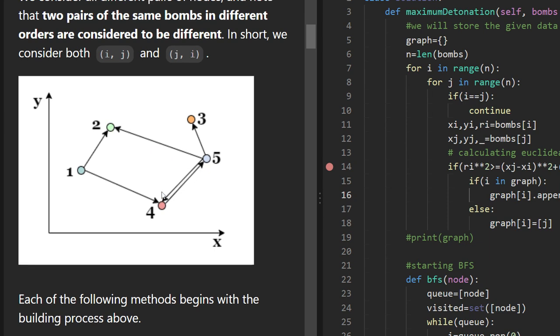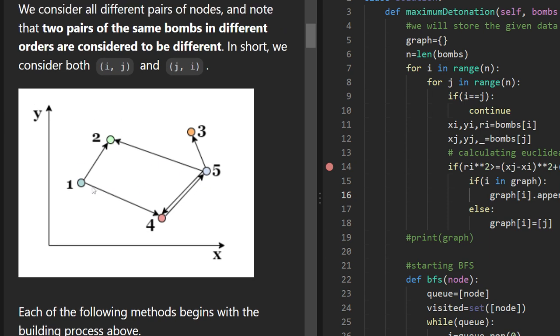One thing, please make it very clear. One is directed towards two. That means the explosion of one will explode two, but two is not directed towards one. That means the explosion of two will not explode one. Please make this point very clear.